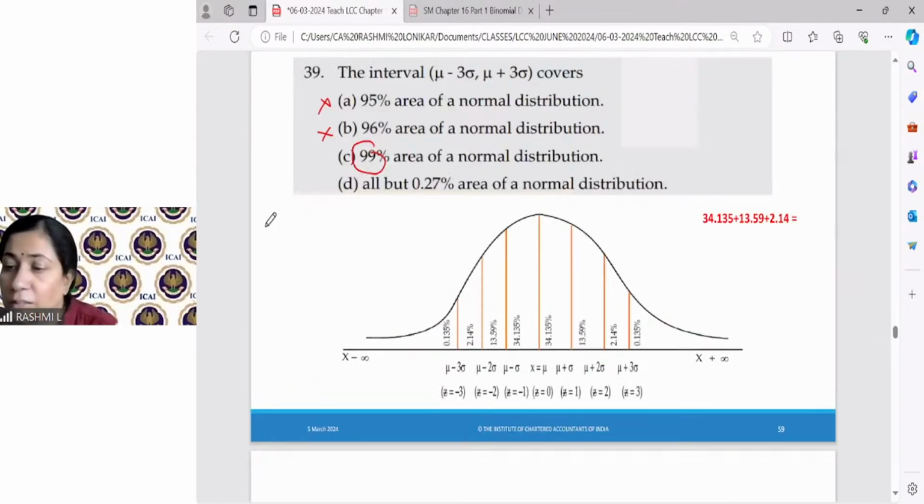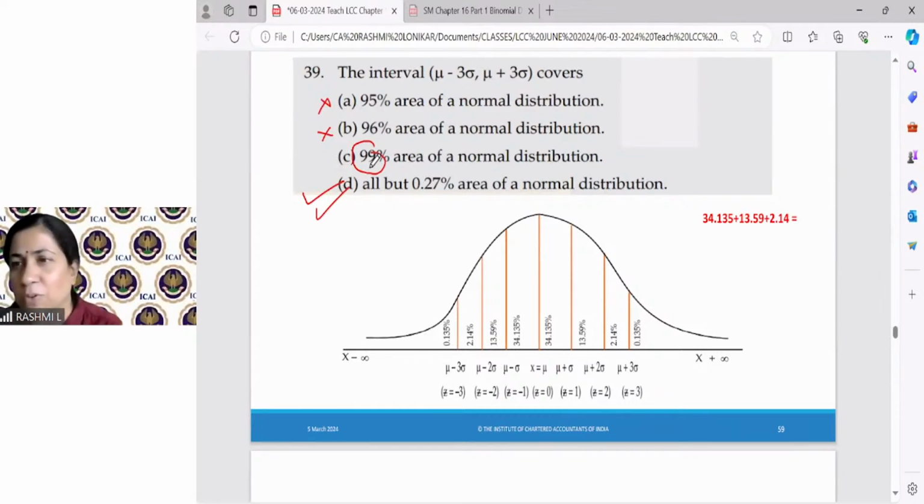So this D is the more correct answer. अगर यहाँ पे बहुत कुछ उल्टा सीधा लिखा रहता तो सी मेरा आंसर ठीक रहता, लेकिन दिस इज 99.73, so it is covering an area more than 99%, and D is saying all but 0.27%, so this is a better.